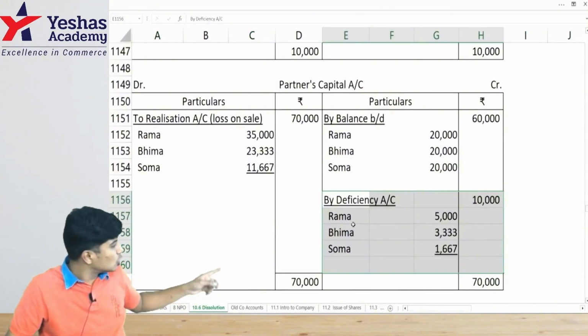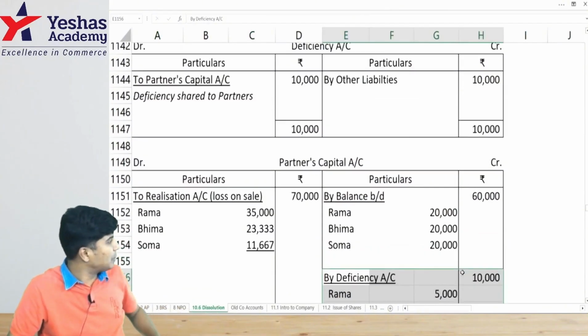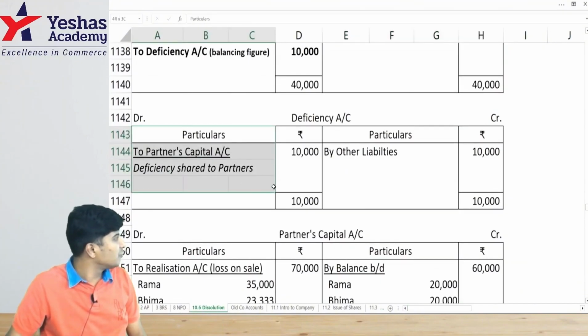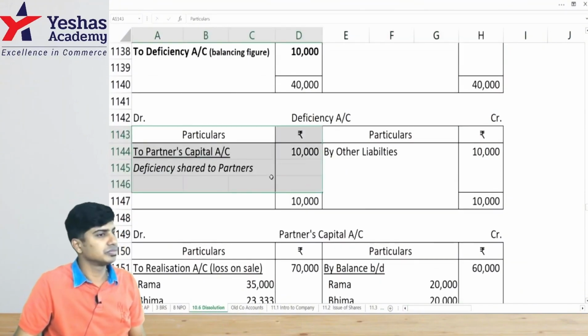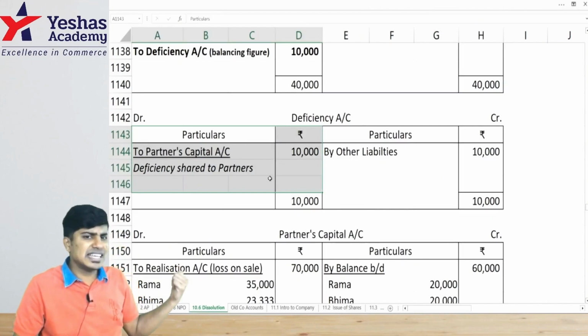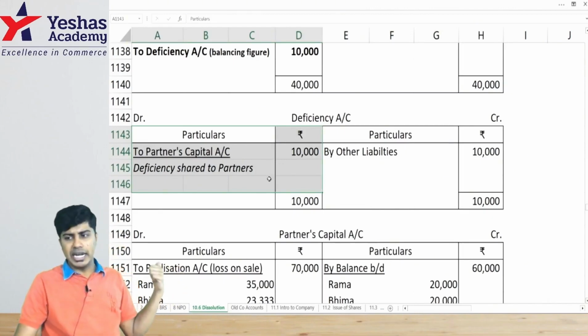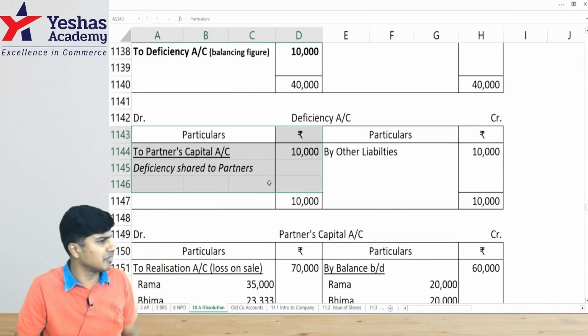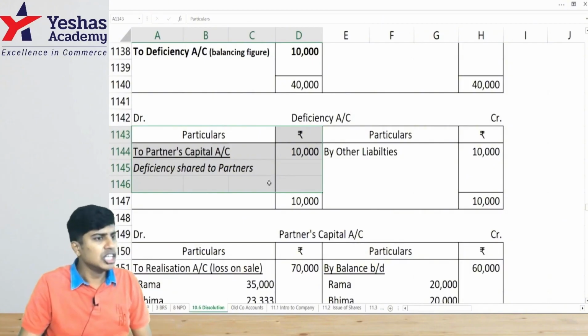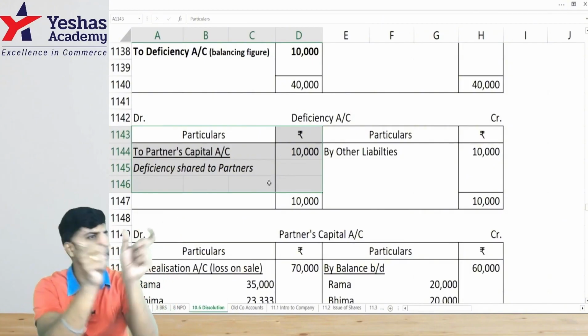Individual amounts you ignore. Total of the deficiency in partners capital should match with total of the deficiency in deficiency account. You get this? You look at this example peacefully later, you will definitely understand. I have slowed it down and given it at ease. You guys understand this? Usually partners capital account and cash account will match, no?